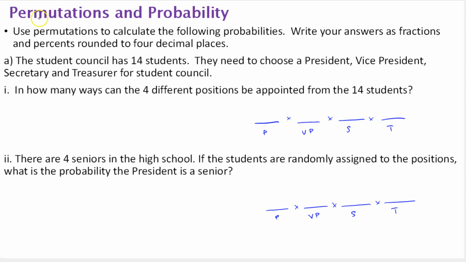In this video, we're going to look at permutations and probability. Use permutations to calculate the following probabilities. Write your answers as fractions and percents rounded to 4 decimal places. So let's look at the first question.